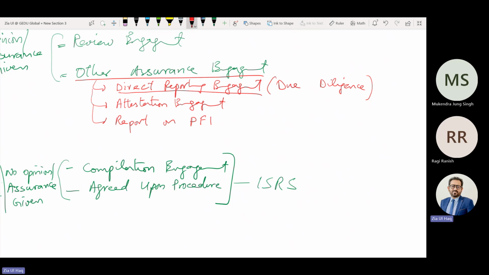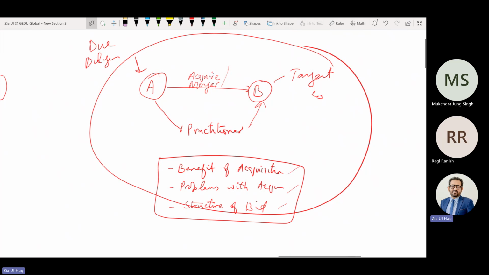What is due diligence? Providing a report on the target company to the investor in acquisition or merger cases. In that report, what are we providing? Benefit of acquisition, problems with acquisition, and structure of bid. All together, this is called fair value of assets acquired plus consideration paid. Are you with me?